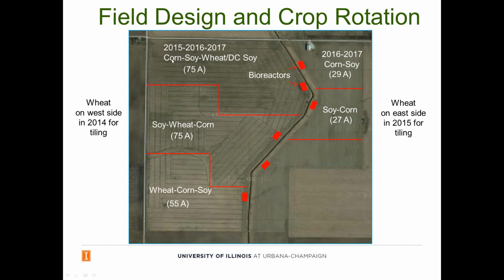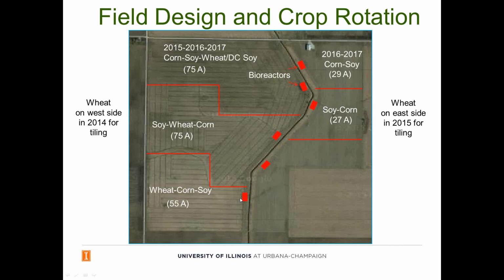And so what it does is it allows us to have each phase of the 3-year rotation out there each year. So 2015 we had corn, soy, wheat, and then it was soy, wheat, corn. And then in 2017, he tried double crop soybean after wheat. And I'll show you the results of that.